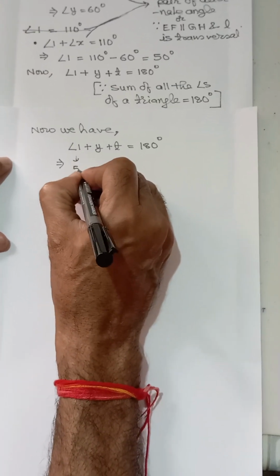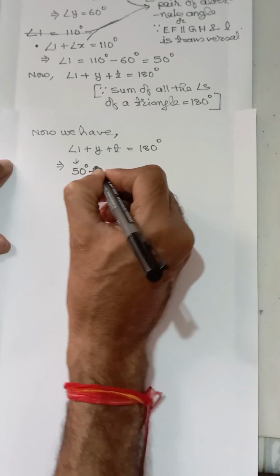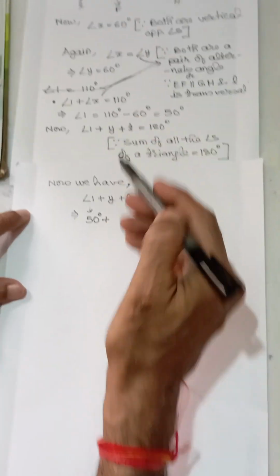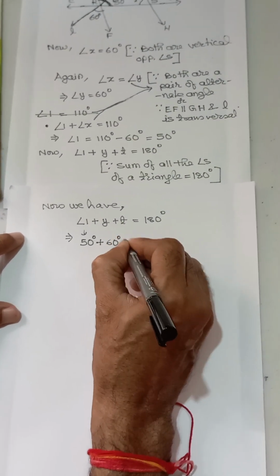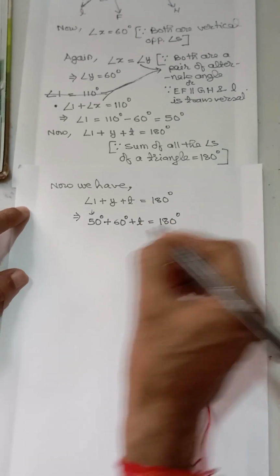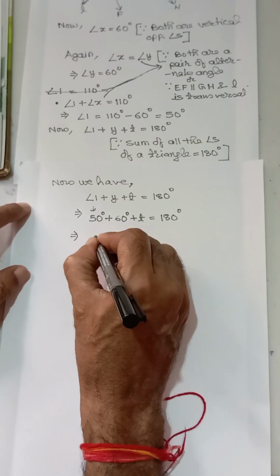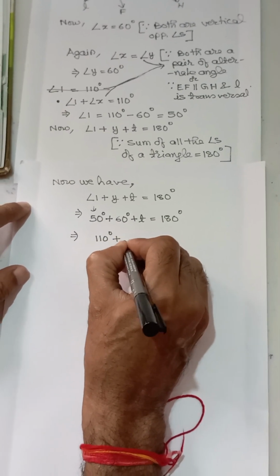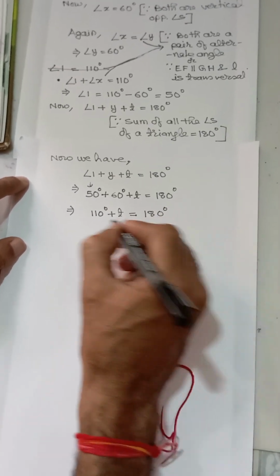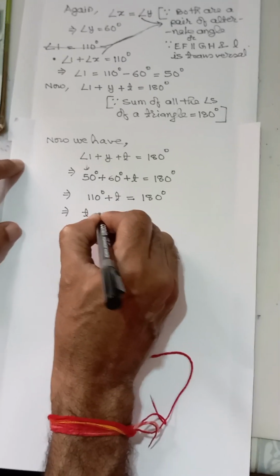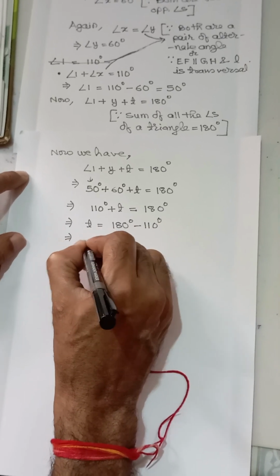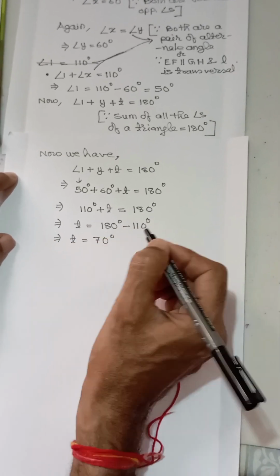Now angle 1 we have obtained 50 degree. Y we have already obtained y is equal to 60 degree, plus t is equal to 180 degree. Reason: I have already written that the sum of all the angles of a triangle is equal to 180 degree. When we add, we get 110 plus t is equal to 180 degree. This implies t is equal to 180 minus 110, so t is equal to 70 degree. So we have got the value of t.